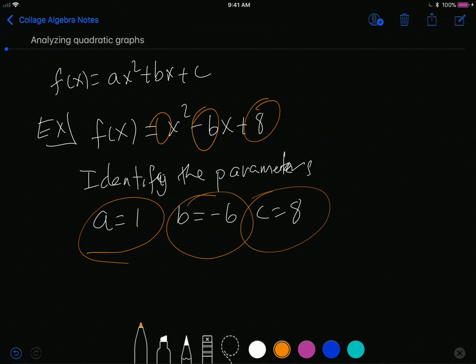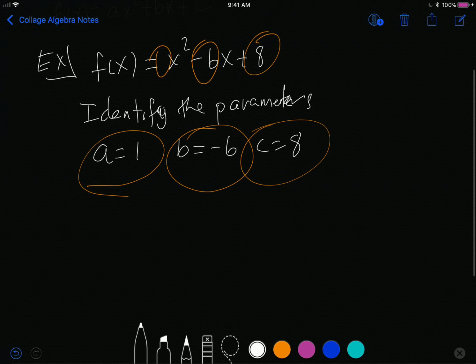Now that we have identified a, b, and c, we have a multi-step process to break down the graph right here and use that process to take us to a better understanding of the graph. First step is you want to determine the shape of the graph.